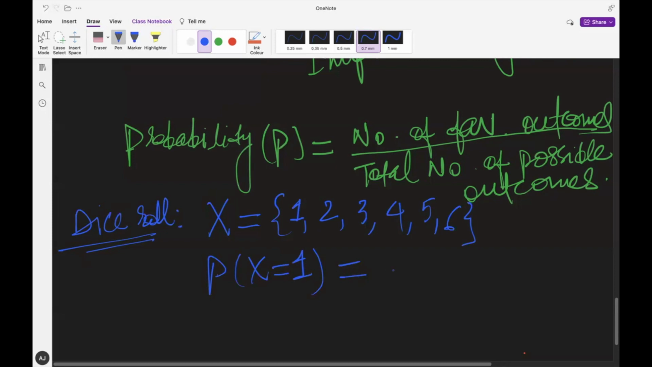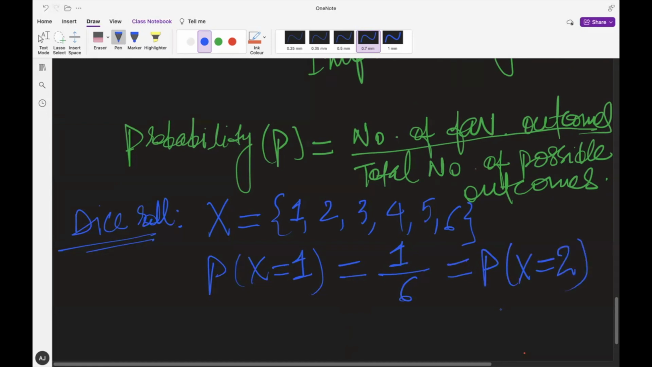Since all these events are equally probable, there are 6 events and all of them are equally probable. So the probability that X is equal to 1 is 1 by 6. Similarly, the probability of X is equal to, let's say, 2 is 1 by 6, right?